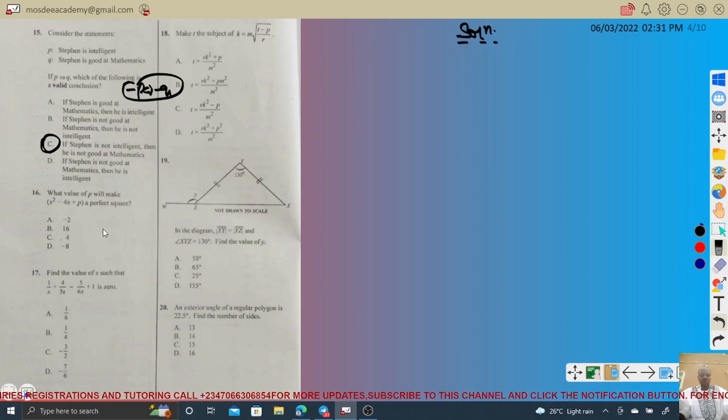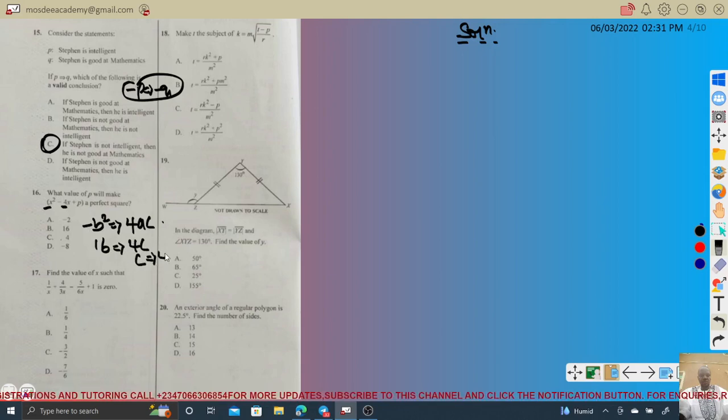Next question is what must be added to P? What value of P will make this a perfect square quadratic equation? We even talked about that in our preparatory class. We know the formula for that. That is B squared must always be equal to 4AC. So A, B, and C. A is the coefficient of X squared, B is the coefficient of X. Minus 4 squared is 16. A has coefficient of 1, that is 4C. C is also equal to 4. And C in this question is P, which you can put as 4. This is the answer to that. I hope you are following.